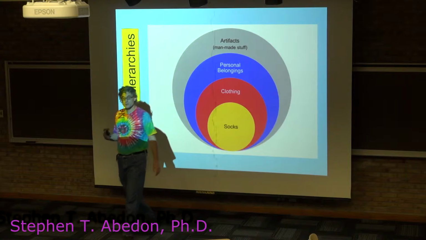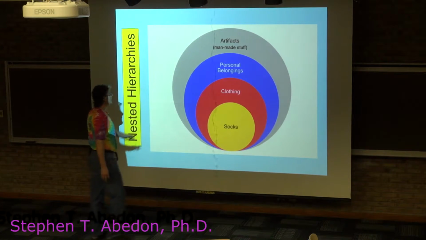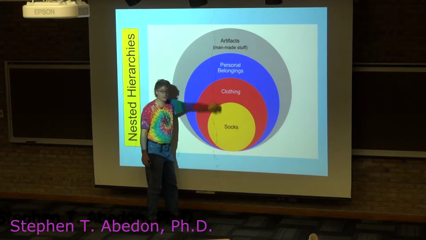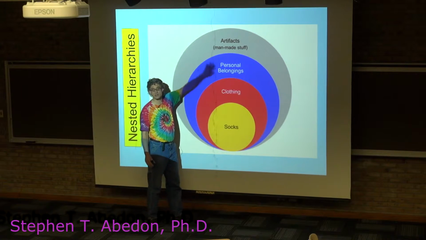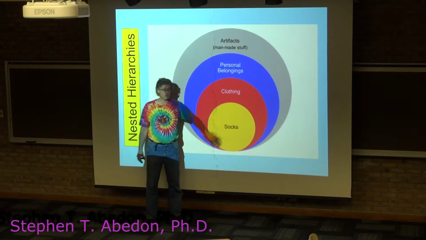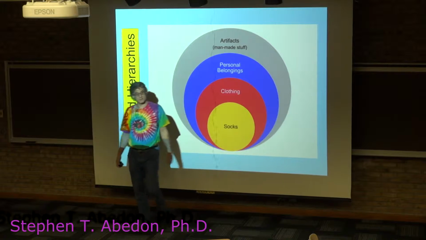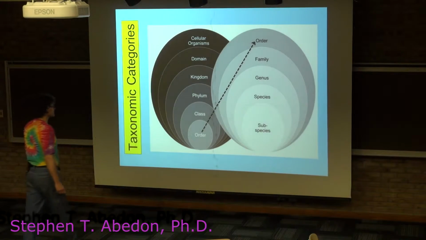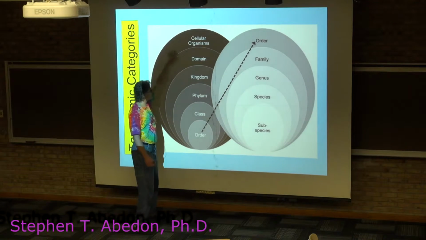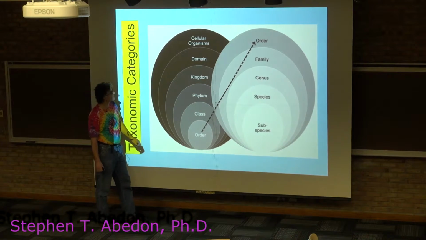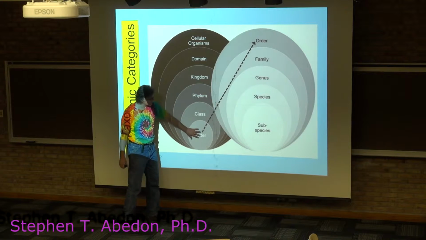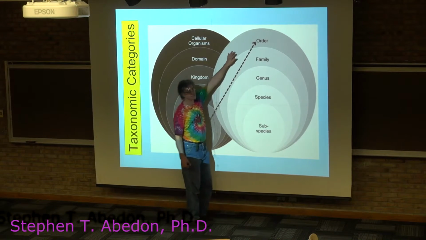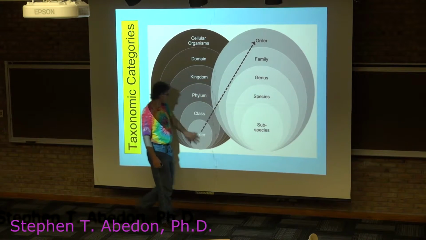But the important point is that we've got a way of describing things that starts out more general and gets more specific as you go into the smaller circles in this case. And this is how one describes organisms. So these are nested hierarchies. The way this is set up, this small circle here is actually inside this big circle there. So this is actually inside of here.